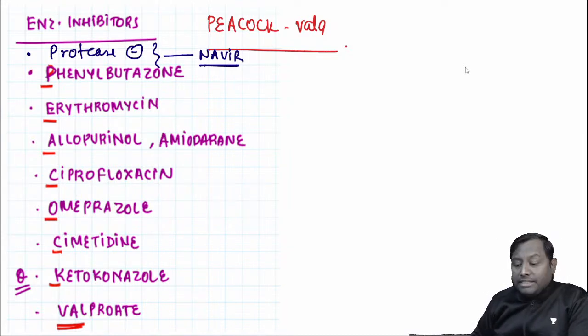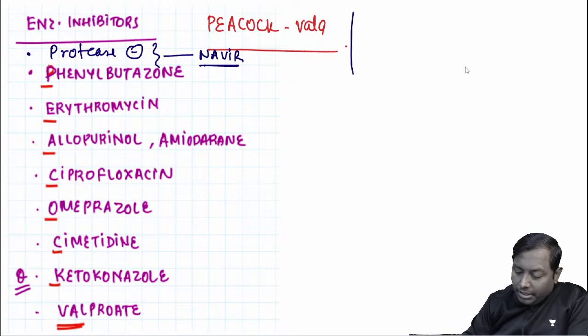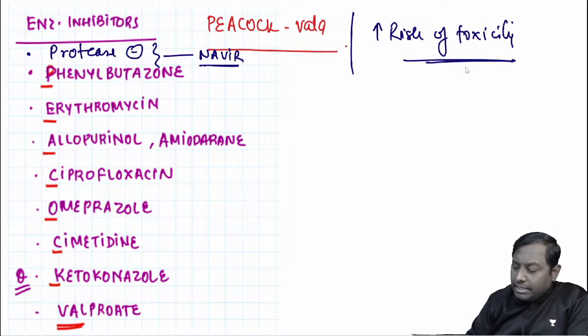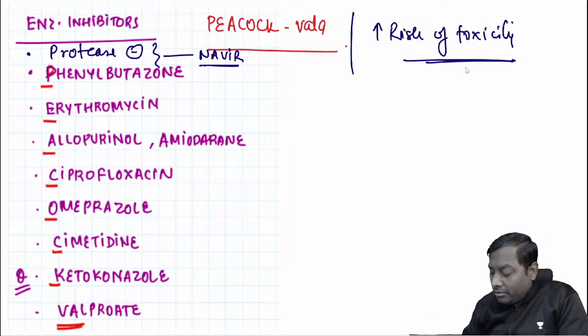So do remember, enzyme inhibitors will increase the risk of toxicity. Enzyme inhibitors will be increasing the risk of toxicity. ये टॉक्सिसिटी के रिस्क को बढ़ा देंगे. So don't forget this one. Enzyme inducer, enzyme inhibitor, definitely one question you will be seeing in your examination.